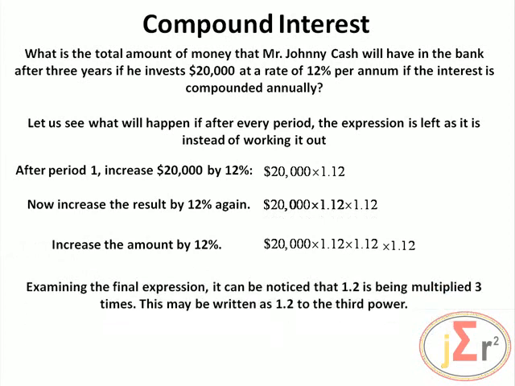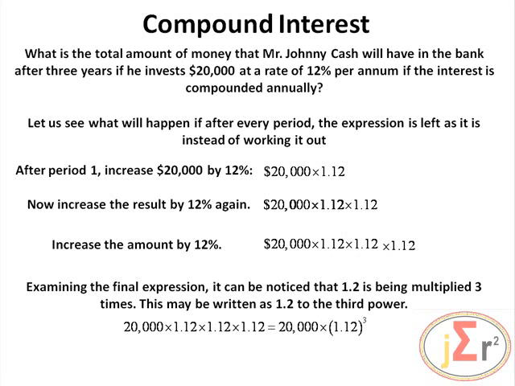Examining the final expression, it can be noticed that 1.12 is being multiplied 3 times. When you multiply something by itself 3 times, what is that? This may be written as 1.12 to the third power. Right. So instead of multiplying by 1.12 all the time, we have 1.12 raised to the third power. So what we have here is equal to 20,000 multiplied by 1.12 raised to the power of 3, because we have 1.12 multiplying by itself 3 times.